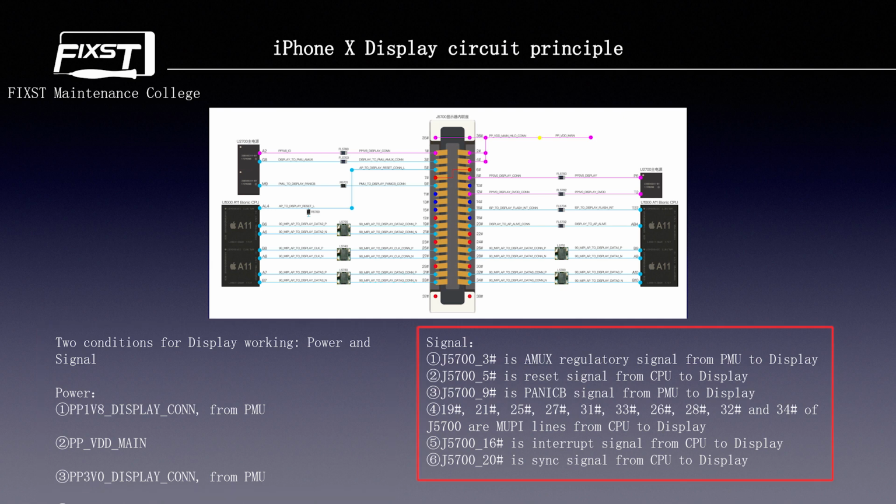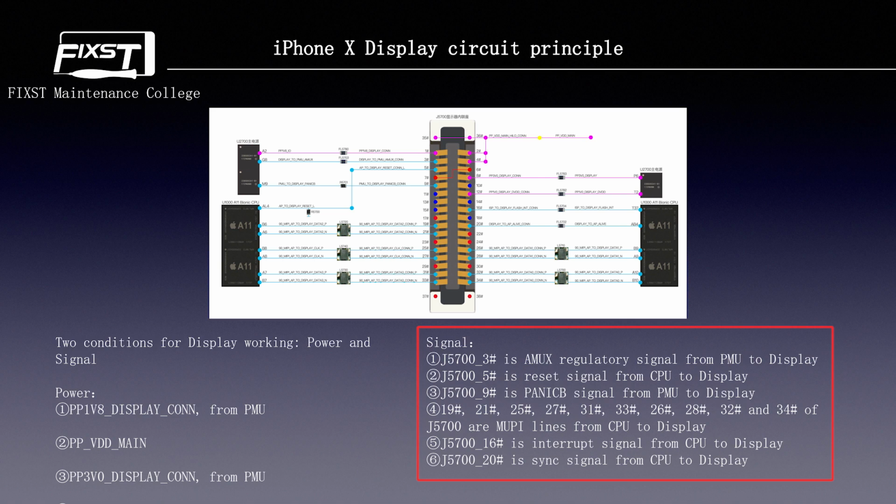Signal lines are 6. Number 1. Pin 3 of J5700 is AMUX regularity signal from PMU to display. 2. Pin 5 of J5700 is reset signal from CPU to display. 3. Pin 9 of J5700 is PANICB signal from PMU to display.